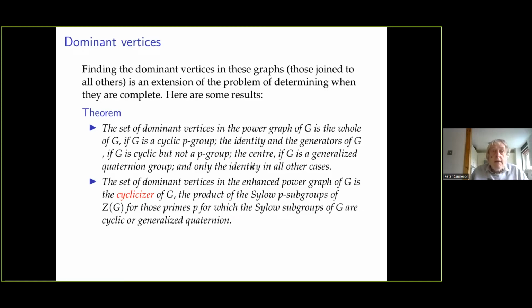Indeed, as the graph gets larger, the set of dominant vertices can't get smaller, so each must be contained in the next. Of course, the next one to appear is the commuting graph, and the set of dominant vertices in the commuting graph is just the center of G. So the cyclicizer is contained in the center, as it should be. Right, so there are the results for the original graphs, not including the equivalence relations.